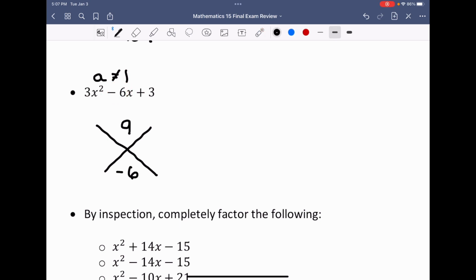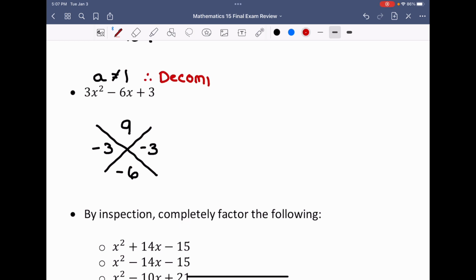If I have to multiply to make a positive 9 and add to make a negative 6, I'm going to put negative 3 and negative 3. When I multiply negative 3 times negative 3, that gives me a positive 9. And when I add them together, I get negative 6. So this seems to add up. But here's the big thing: when a does not equal 1, we must use decomposition.